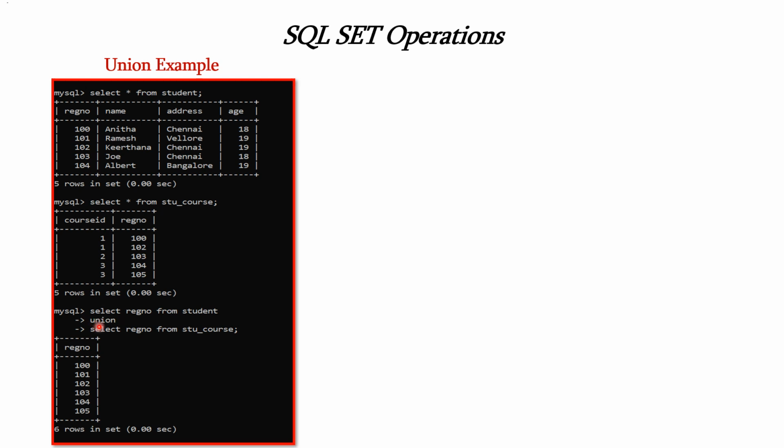So here we give the query as select register number from table 1, that is student. Use the keyword union, then write the second query, select register number from student course. If we do like this, it will display the register numbers from both the tables by eliminating the duplicates. In the first table we have 100 to 104, and in the second table we don't have 101 but we have 105. So it displays 100 to 104 and then 105 from the second table.